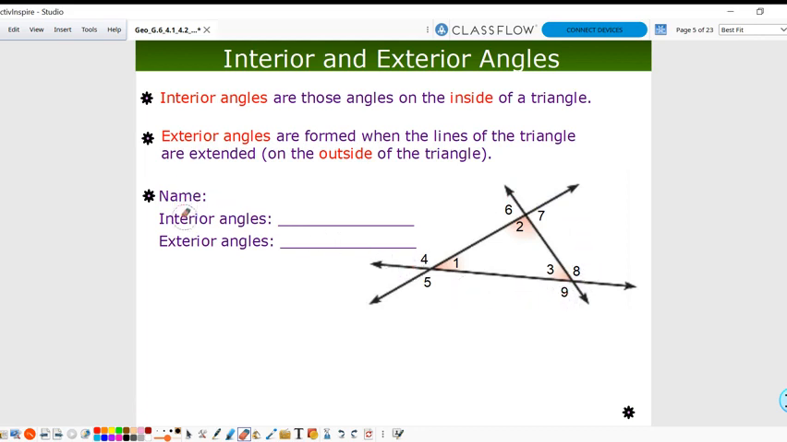Can you name the interior angles and the exterior angles on this example? Go ahead and pause your video and try. The interior angles are angle 1, 2, and 3. The exterior angles are 4, 5, 6, 7, 8, and 9.